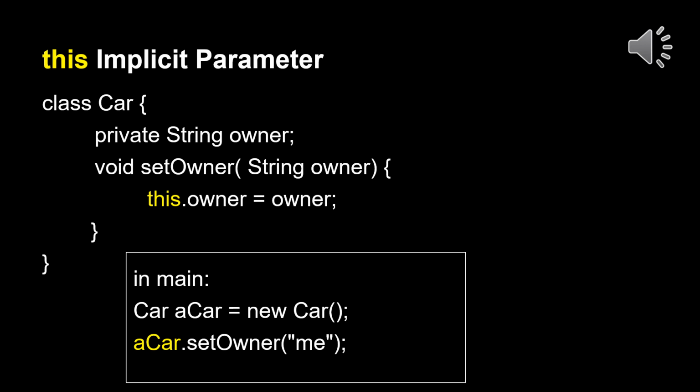And so in main, a caller of the new instance, we create a new instance of Car, save the reference in aCar, and then aCar is a reference to the instance, and essentially when we say aCar.setOwner, within the setOwner method, whatever is the contents of aCar can be accessed through this. And so I can write the Car class not knowing how it's going to be used, but I get the reference to whichever instance within the this pointer.